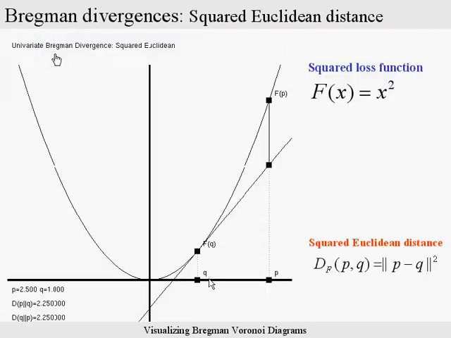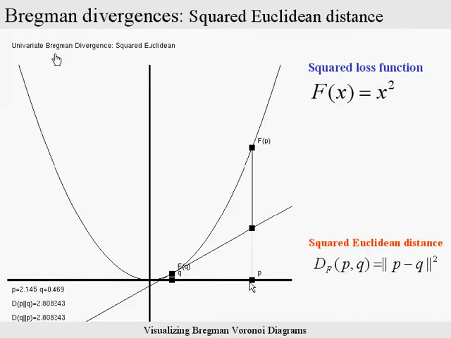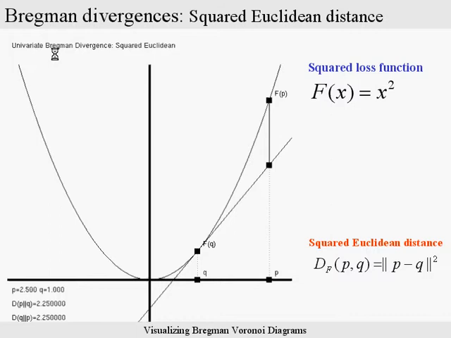Let us now give some examples. Consider the strictly convex and differentiable function f of x equal x squared. Then the induced Bregman divergence is the well-known squared Euclidean distance, and graphically it is shown as follows.